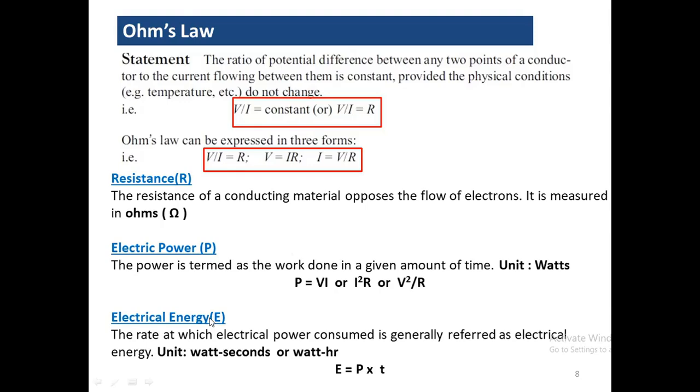What do you mean by electric energy? Electric energy is the rate at which electrical power is getting consumed. So it's a product of power into time. Power unit is watts, time unit is seconds, or we can take it in hours also. Watt hour or watt seconds is its unit.